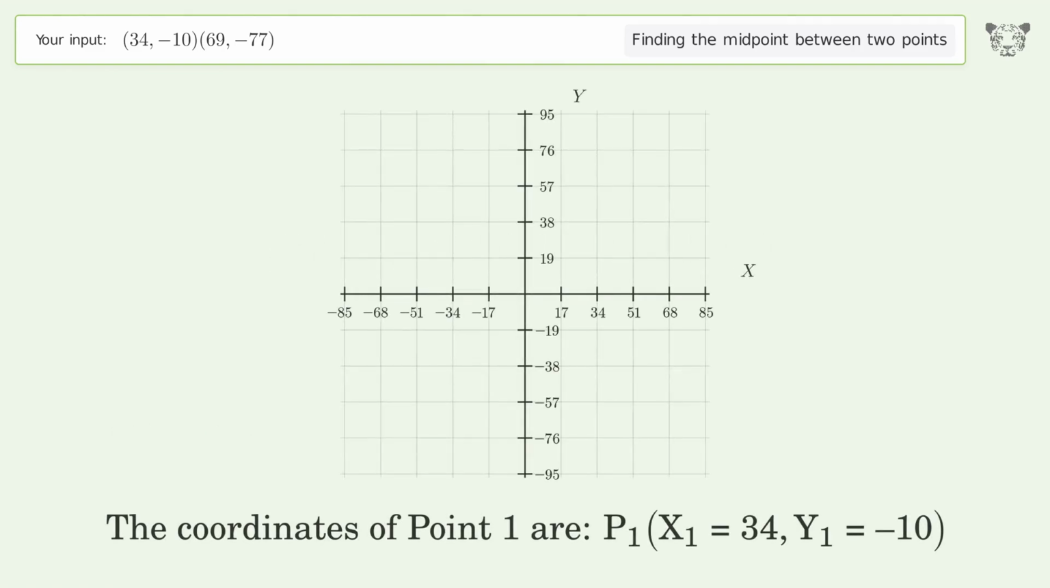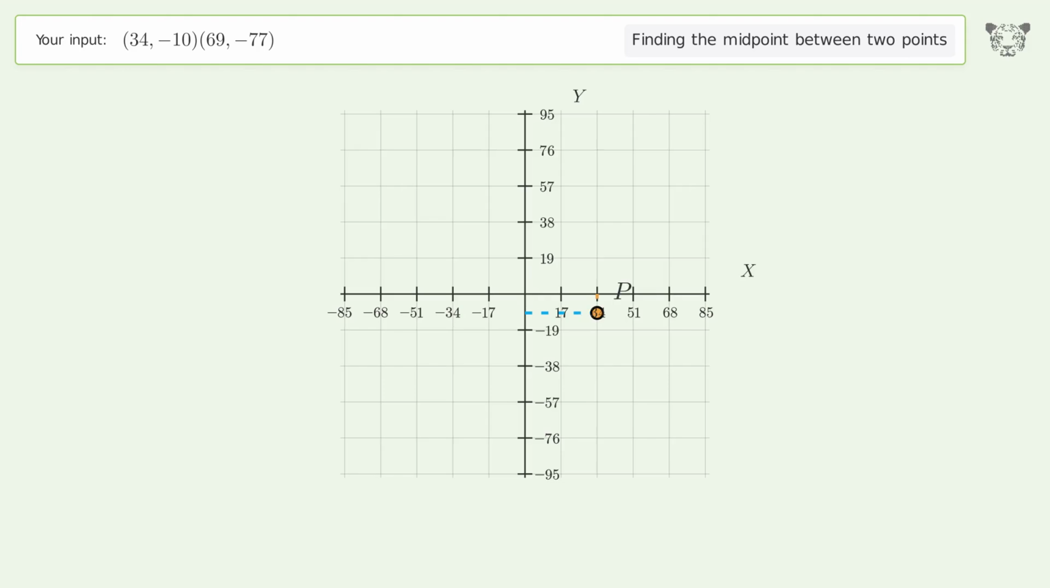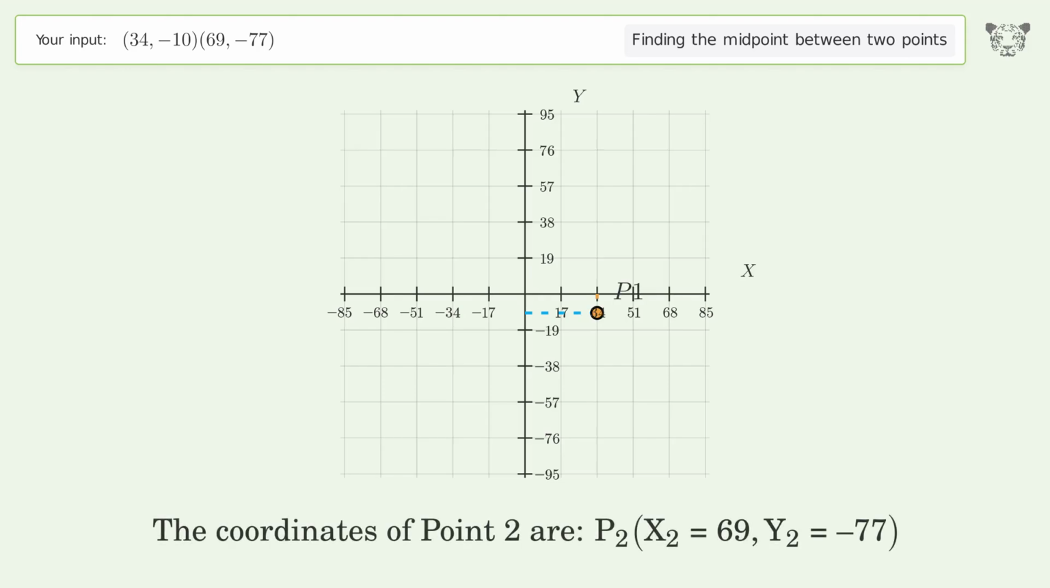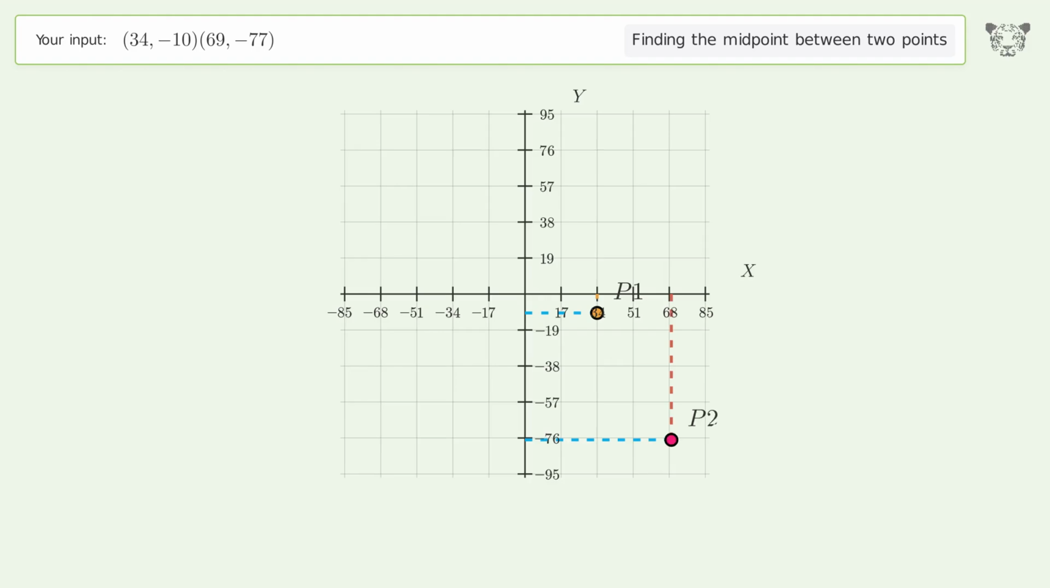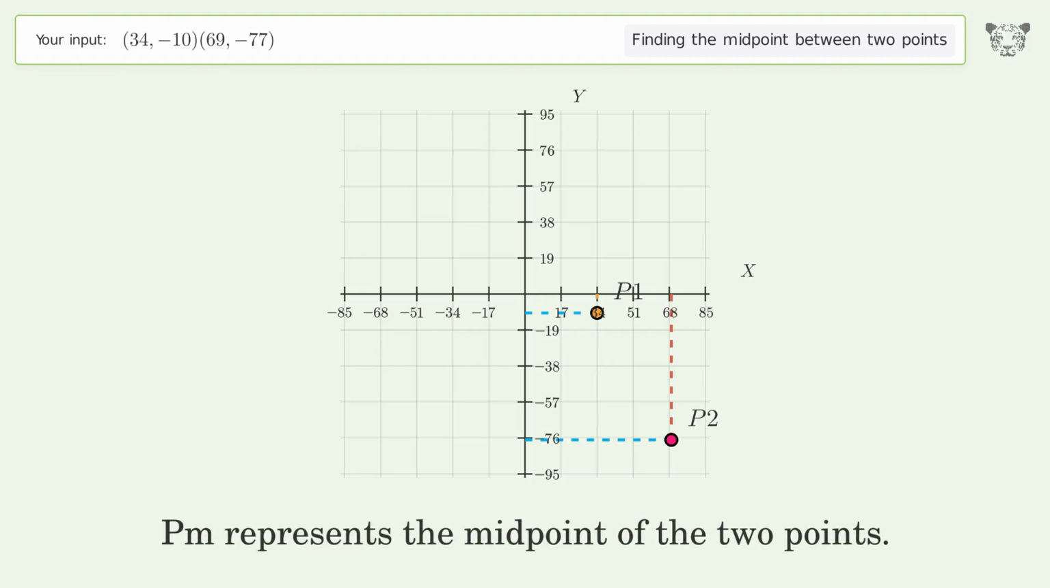The coordinates of point 1 are x1 equals 34, y1 equals negative 10. The coordinates of point 2 are x2 equals 69, y2 equals negative 77. PM represents the midpoint of the 2 points.